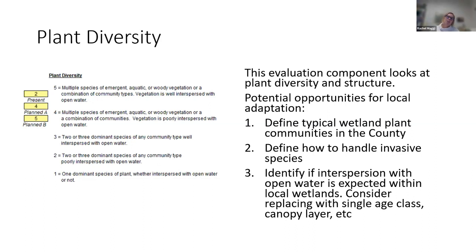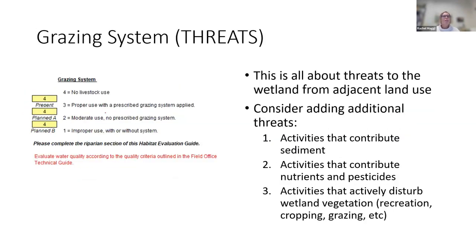Things like looking at age classes, different canopy layers, percent invasive species. There's a lot that you can do to add more detail into the plant diversity element. The last one specifically talks about grazing systems, which in our world is one specific type of threat to wetland function. And I think this is very, very limited.